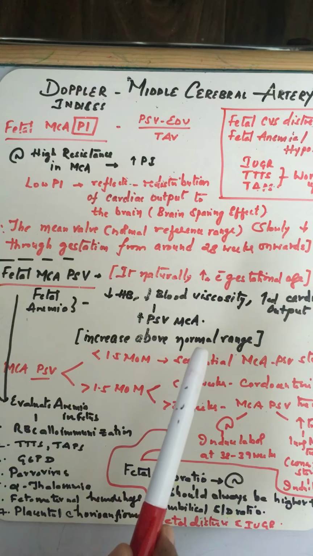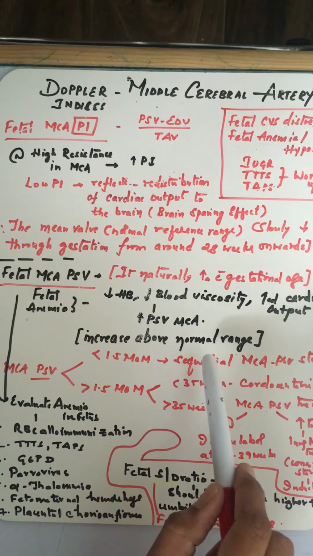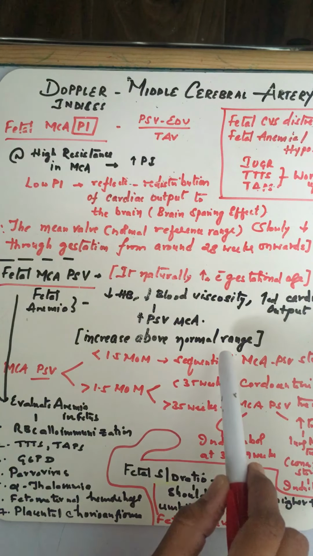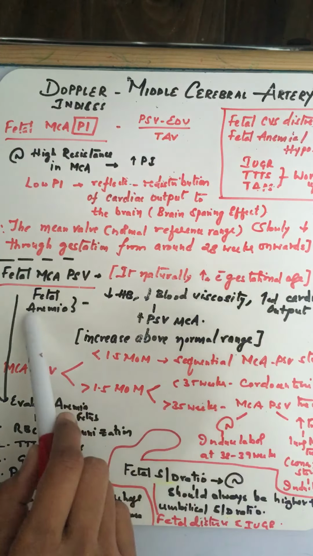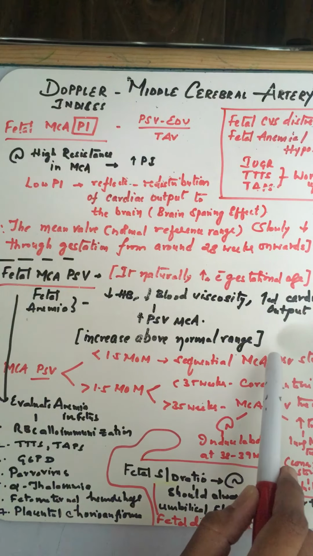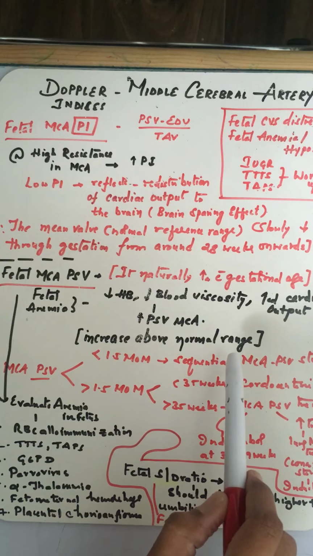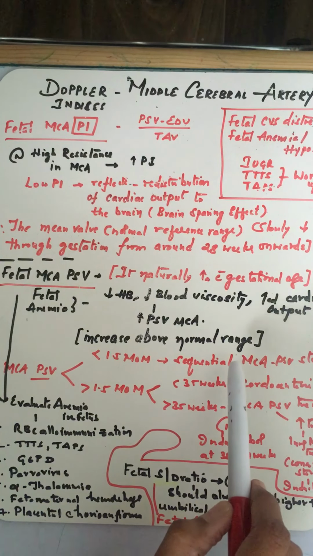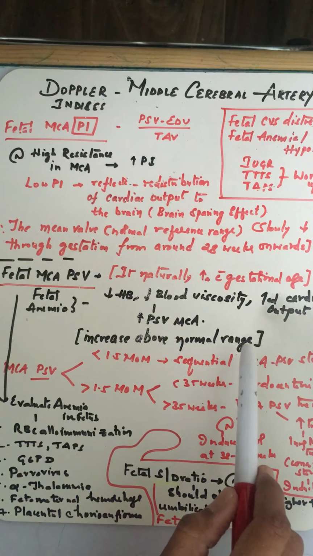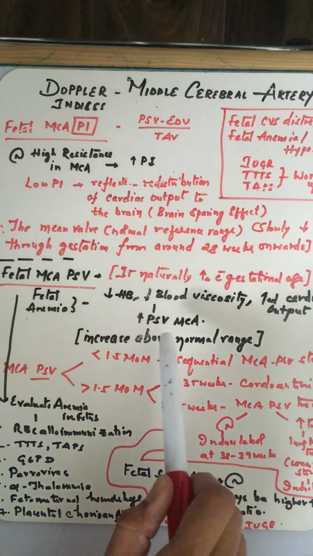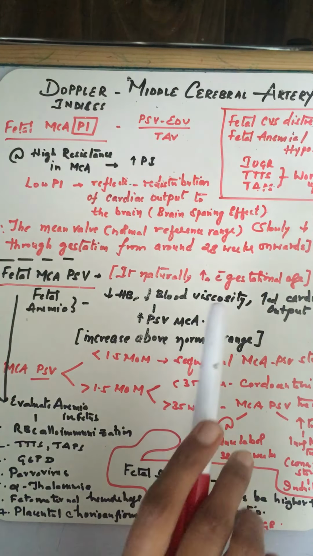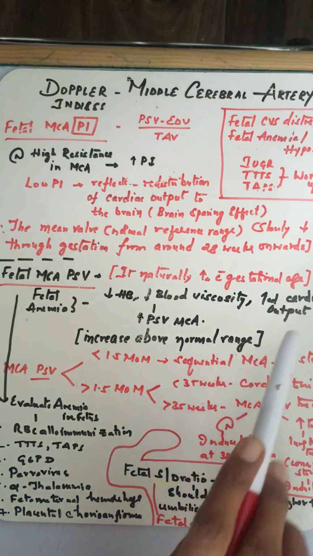For example, if you take the median at 40 weeks, the peak systolic velocity will be something around 64. So in patients with anemia, it will be more than 64, above the normal range. At 30 weeks gestation, the peak systolic velocity will be around 40, and at 18 weeks gestation, it will be around 23. So as a cutoff you can take about 60. If it is more than 60, it is abnormal.